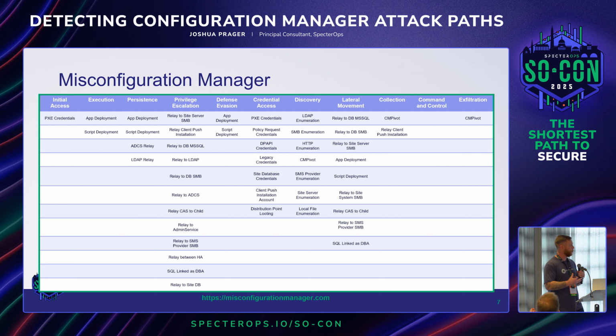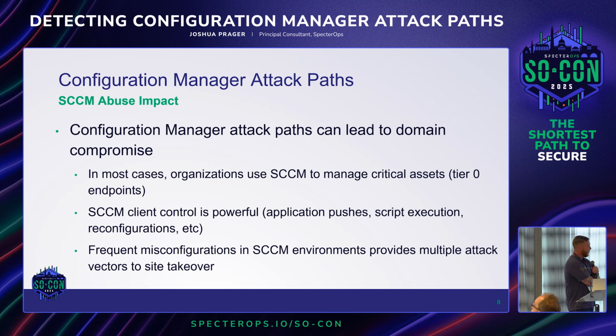Getting back to the Misconfiguration Manager project, Duane, Chris, and Garrett used that MITRE ATT&CK matrix look to define and organize these attack techniques. You might see some familiar ones in there, like privilege escalation, which is essentially related to site takeover. If you look in there, you'll notice that a lot of these privilege escalation methods are related to relay. NTLM relay, coercion and relay is a very important part of these takeover attacks. So why does this matter to you? If you've never really looked into this before, if your environment uses Configuration Manager and you've never been too concerned with adversaries using it, essentially Configuration Manager can lead to domain compromise if configured incorrectly.